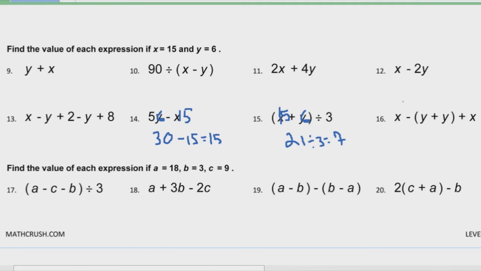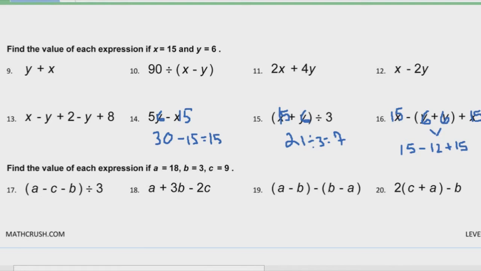And problem 16, you got a x, which is going to be 15. You got a y, which is 6. You got another y, which is 6. And you got a x, which is 15. Wow, that's a lot of variables. You got to be careful when you're substituting. Don't get them confused. Now, we got parentheses, so you got to do the 6 plus 6 first, which is 12. You're going to have 15 over here with the subtraction. You're going to have plus 15. Now, remember, you might think addition's first, but it's not.